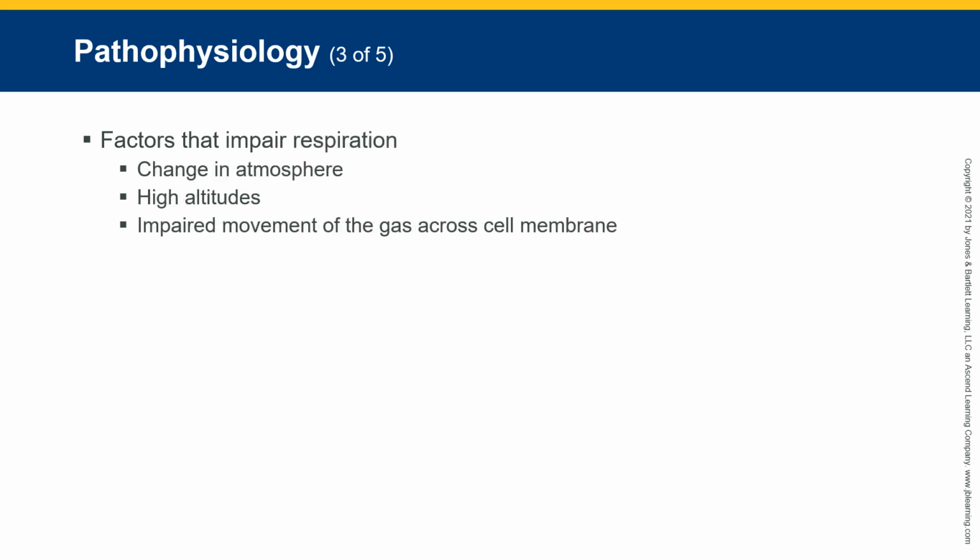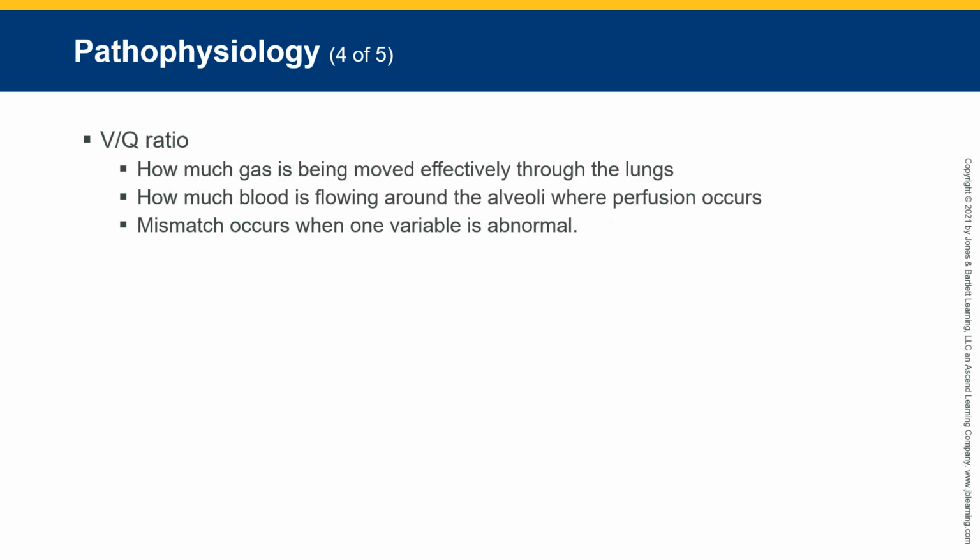Some other factors that impair respiration are change in the atmosphere, smoke inhalation, particle inhalation, high altitudes, anything above 10,000 feet. Humans start to have a little bit more difficult time pulling oxygen out of the air. At that height, the pressure goes down, and it's a lot harder to diffuse that oxygen across your cells. And you also have impaired movement of gas across cell membranes, whether it's from other gases in there like carbon monoxide or something else happening to prevent that.